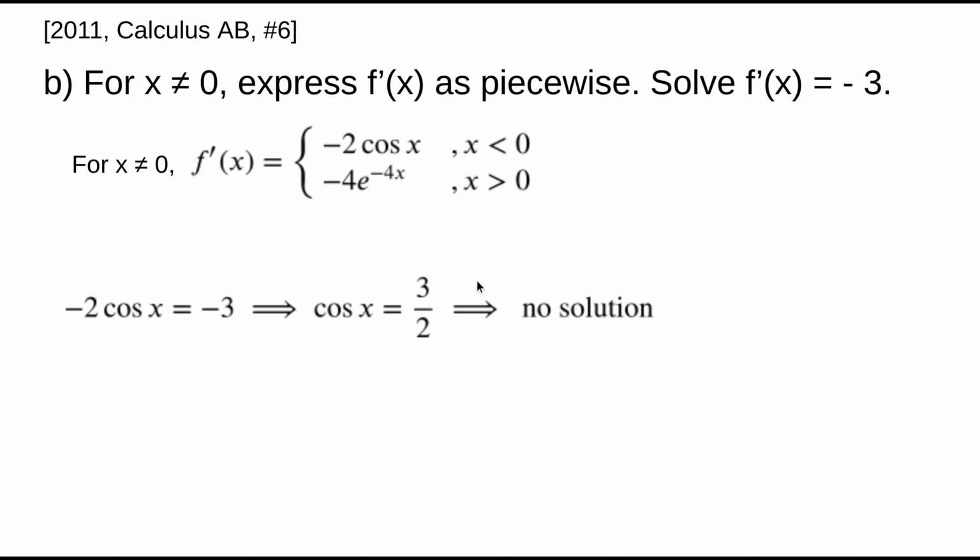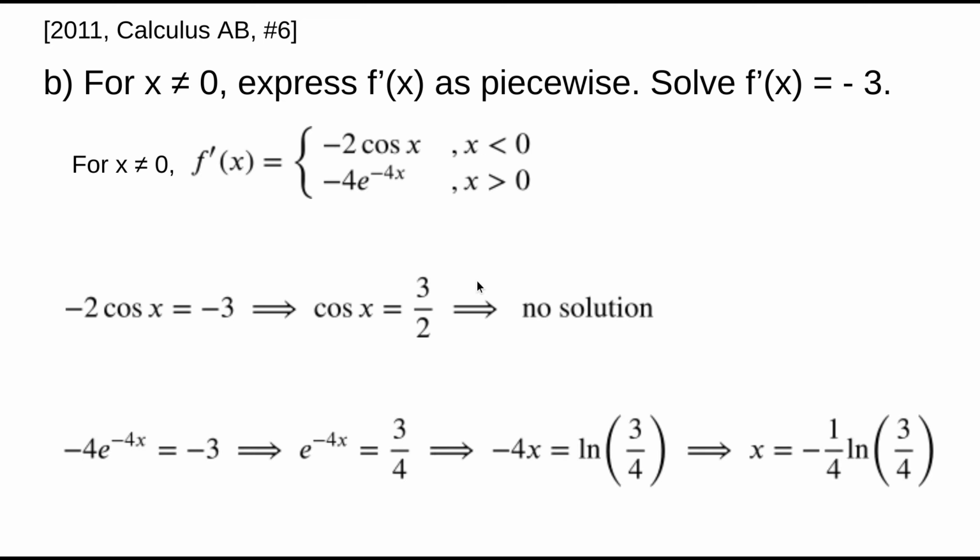Okay. Are there any values of x greater than 0 where f prime of x is equal to negative 3? Well, to do that, we're going to set up a similar equation using the other half of f prime. And if I try to solve that, e to the negative 4x is equal to positive 3/4. Take the natural log of both sides. Negative 4x is the natural log of 3/4, which means x is negative 1/4 the natural log of 3/4.